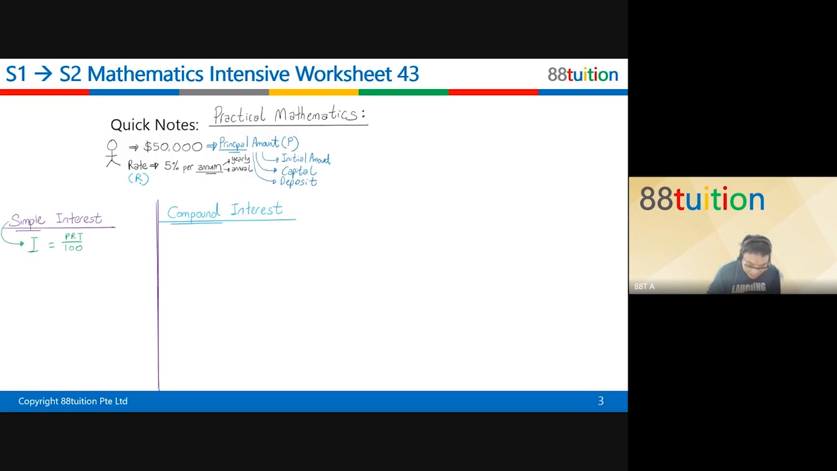Okay, and let's say there's a time frame. How many years do you want to put the money in the bank? Let's say the time frame is 3 years. You want to put it in the bank for 3 years. So this is represented by the alphabet T. Very important, under simple interest, your T must be in years. Okay, so it is 3 years.